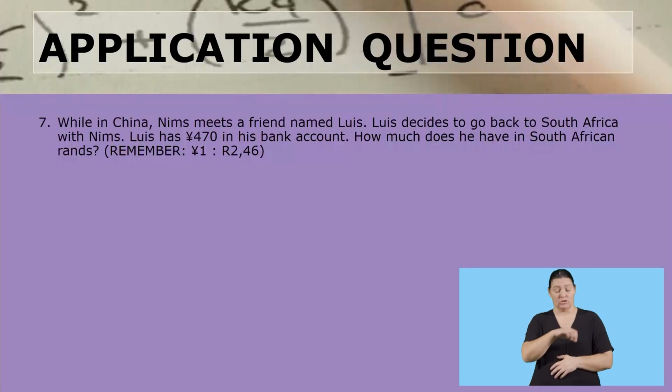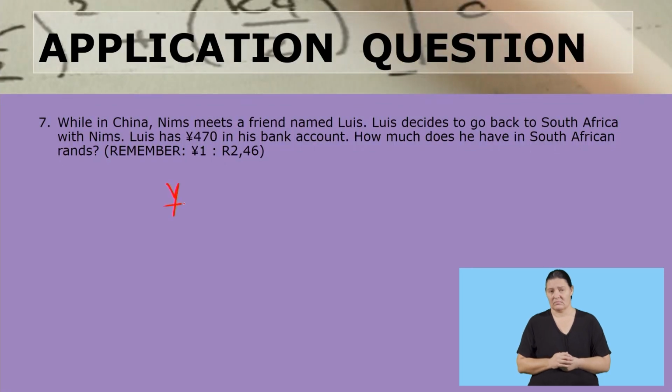While in China, Nims meets a friend named Louis. So Louis decides to go back to South Africa with Nims. Now Louis has 470 yen in his bank account. How much does he have in South African rands? Now, as a reminder, we had said that 1 yen is actually equivalent to 2 rands and 46 cents. So now we need to calculate how much in South African rands will Louis have in his bank account.